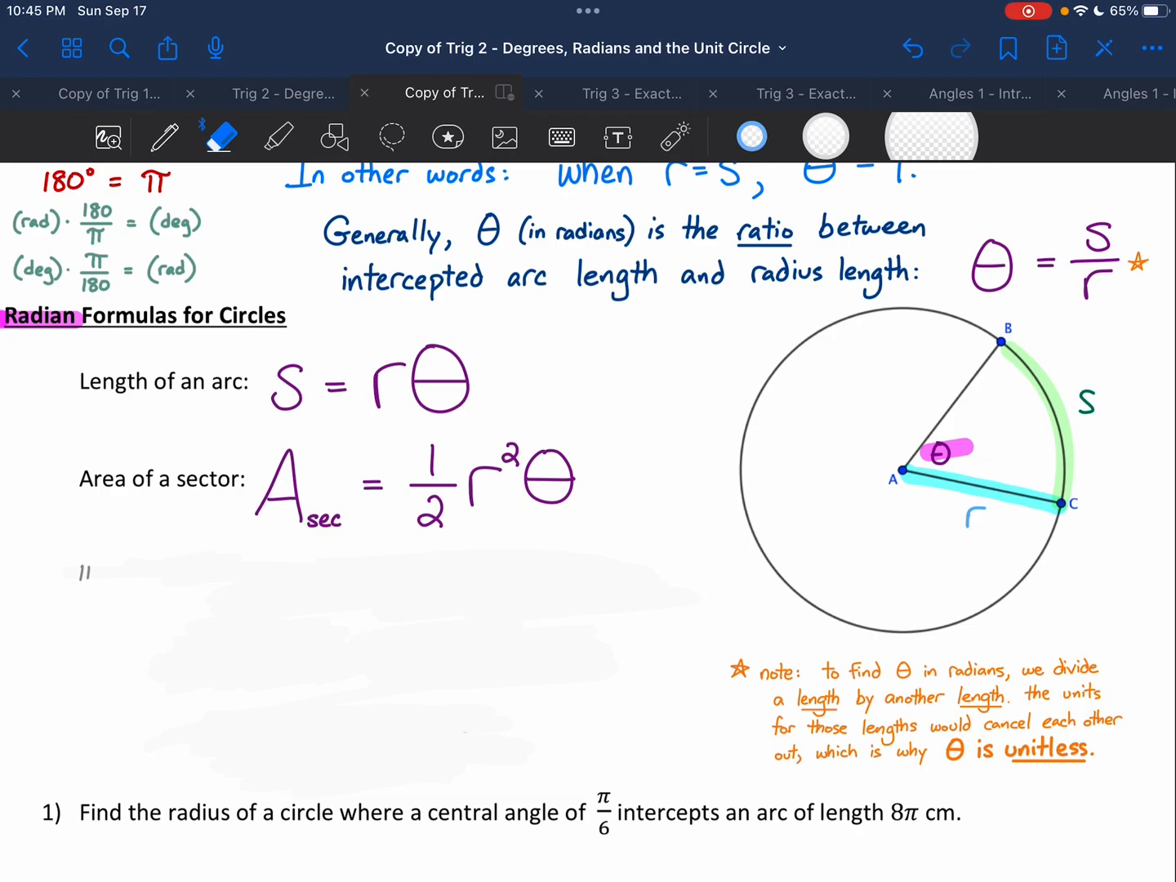Now, again, please notice that when you go to find an area here, your area is going to be in feet squared or inches squared, and that's immediately going to come from r squared. Again, theta is unitless, so multiplying that by feet squared isn't going to change feet squared.